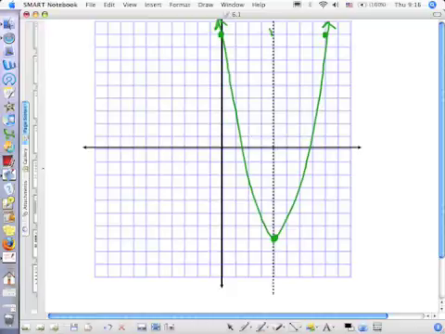Right now, I'm just worrying about this. Today, we're worrying about this. Tomorrow, we're going to throw in the x-intercepts, which we find by factoring.